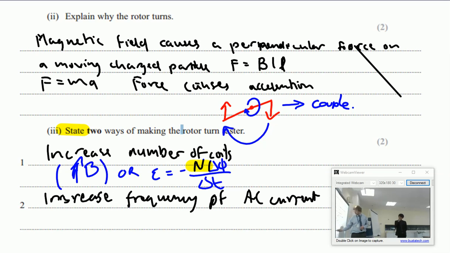Yeah, so we get a greater amount of magnetic flux linkage. For this one, for 2, what are we doing? What are we increasing?